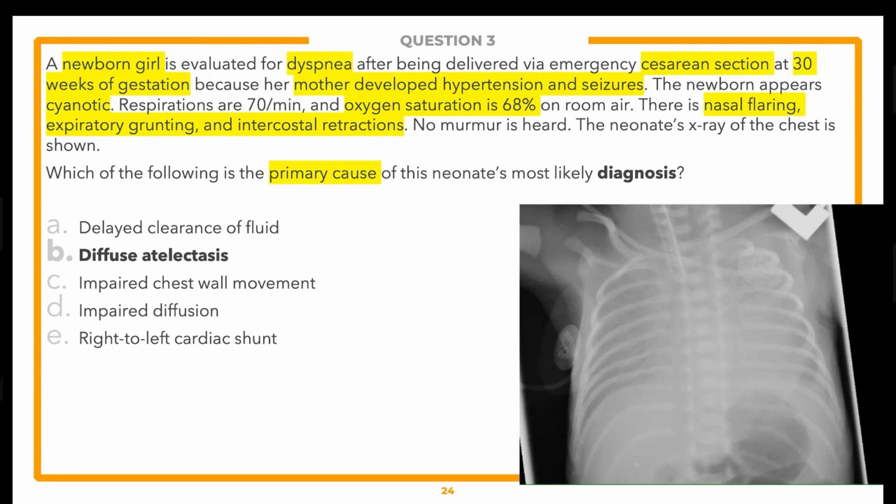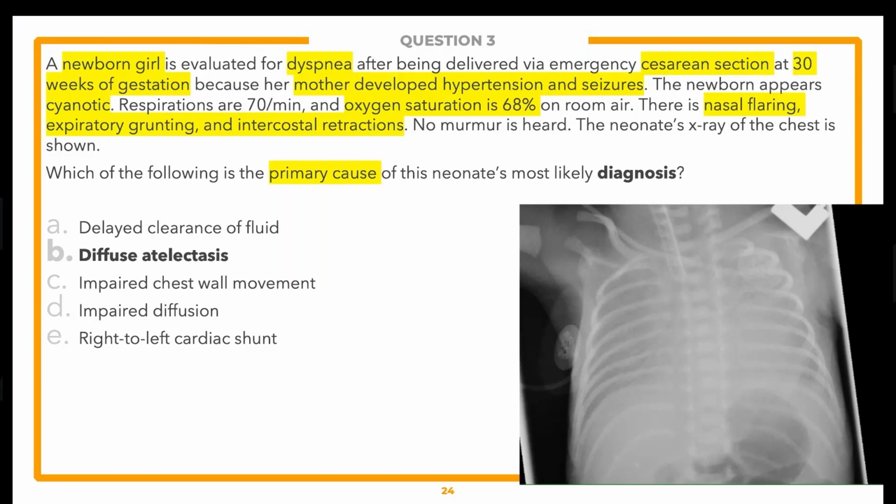Now, some of the other options here are pretty good, and you want to think about, okay, what could these others be? When we think about delayed clearance of fluid, this can typically be seen when babies are born. They're in amniotic fluid. They have to get rid of that fluid that they're surrounded in. And that can happen sometimes, and that can lead to tachypnea initially when they're born, but it wouldn't be this. It wouldn't be cyanotic. It wouldn't be this kind of typical presentation that fits with the atelectasis. The x-ray is not going to look like that.